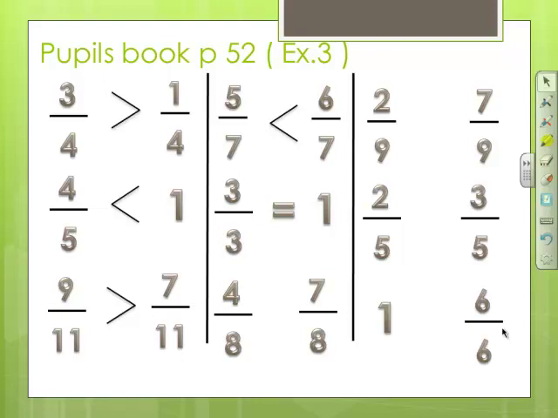Here we have 4/8 and 7/8. We will look at the denominator, 8 and 8. So look at the numerator, 4 and 7, 7 is more than 4. 2/9 and 7/9, 9 and 9. So we will look at the numerator, 7 is more than 2. 2/5 and 3/5, we have the same denominator, so we will look at the numerator, 3 is more than 2. Here we have 6/6, and we know that any number over the same number equals 1. So we will cancel 6/6 and write 1, so the sign will be equal.